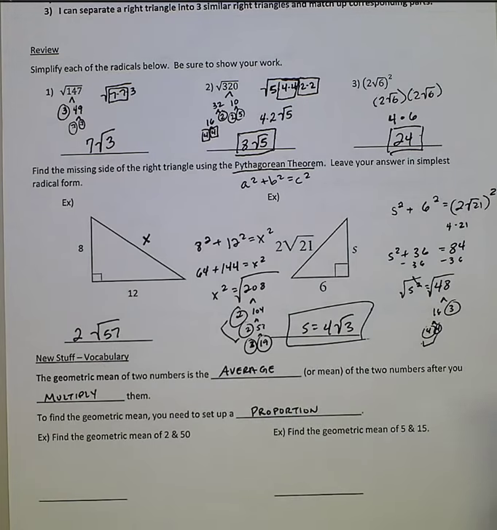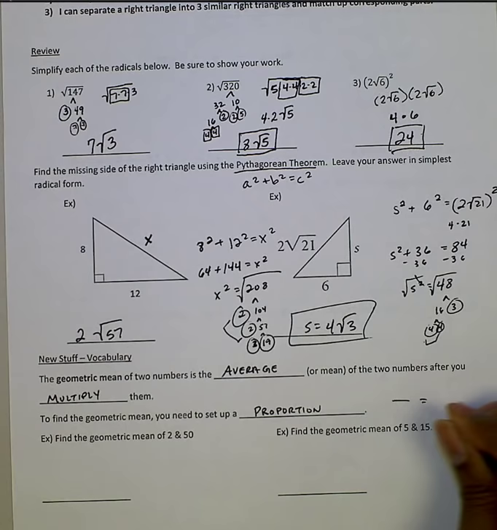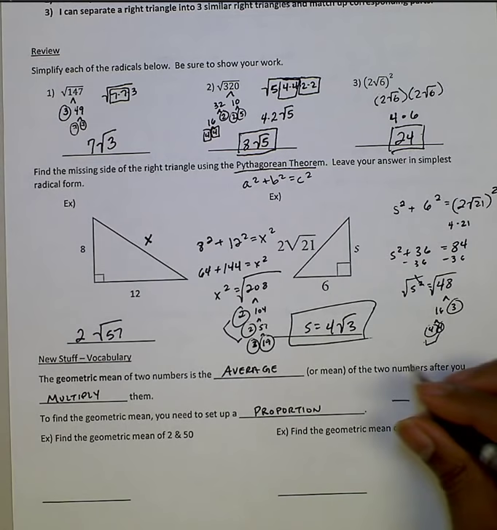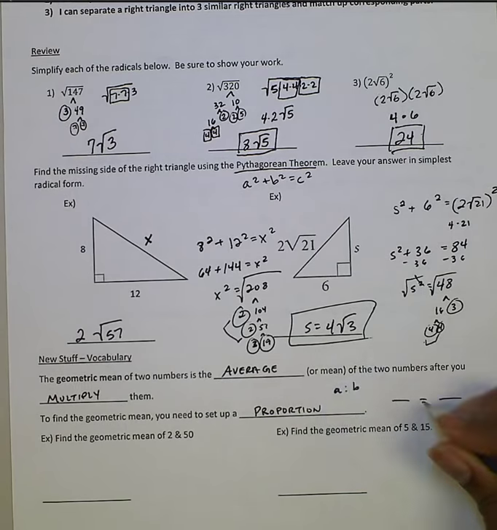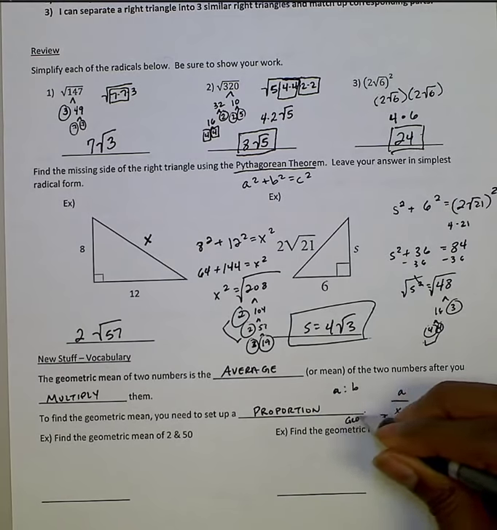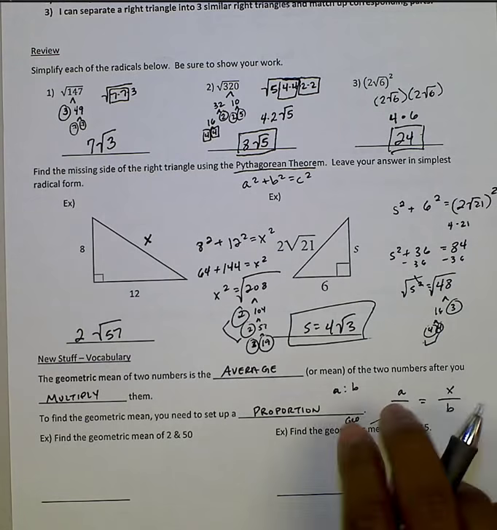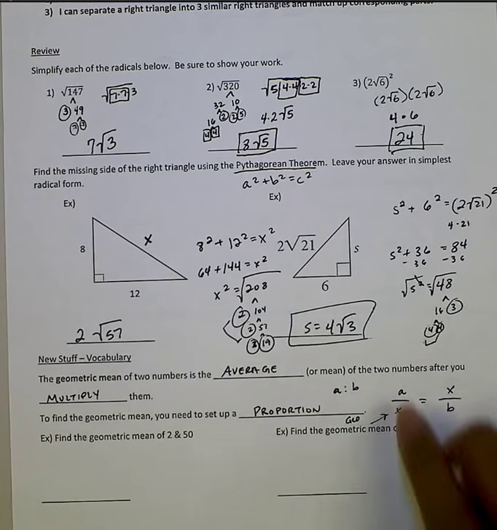Okay, and here's how this proportion will be set up. Typically, I'll set up a proportion. If we have two numbers, let's say a and b, in order to find their geometric mean, we're going to set up this proportion of a over x, where x is the geometric mean, equals x over b. So if we have two numbers a and b, this is how our proportion is going to be set up.